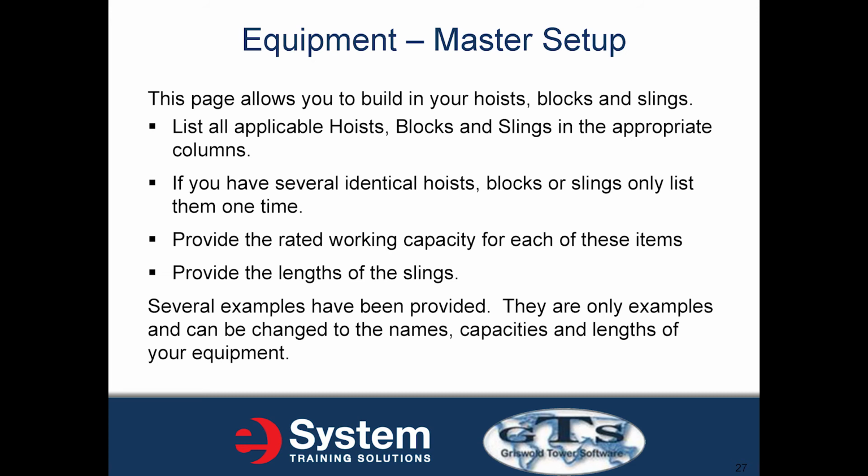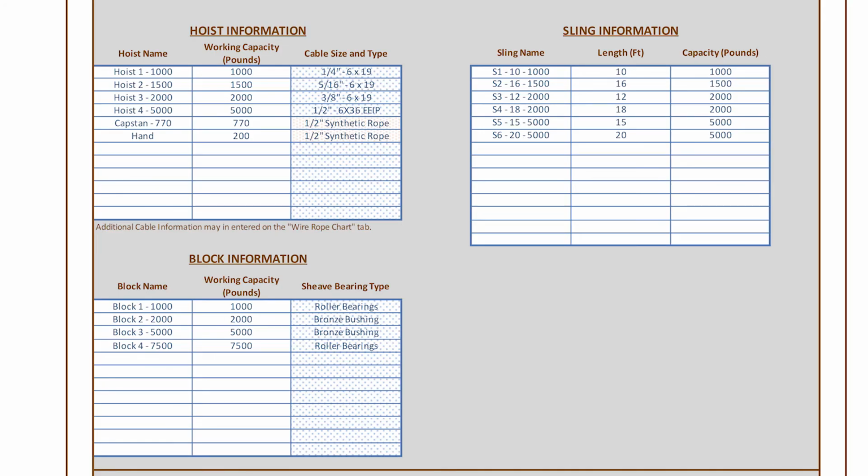Now let's go to the equipment page. This page allows you to build in your hoists, your blocks, and your slings. So you need to list all applicable hoists, blocks, and slings in the appropriate columns. If you have several identical pieces of equipment, only list them one time. Provide the rated working capacity of each of these items.